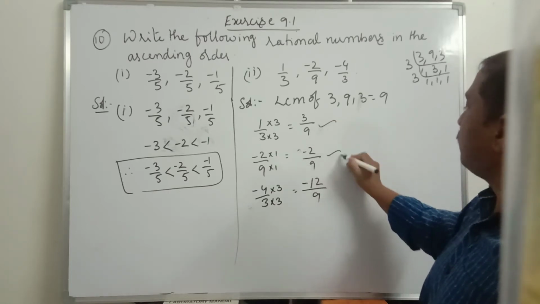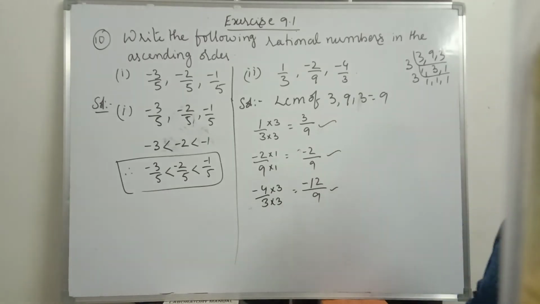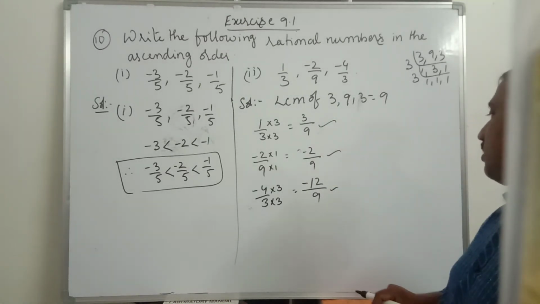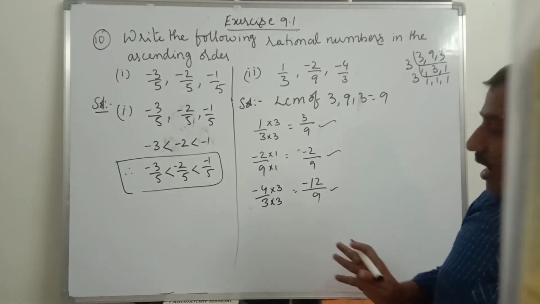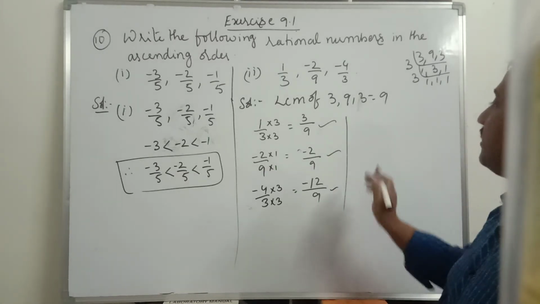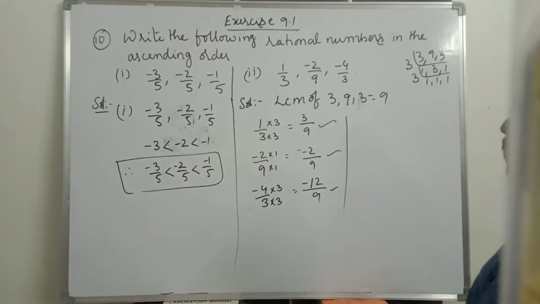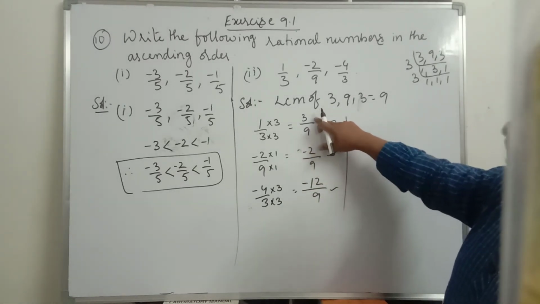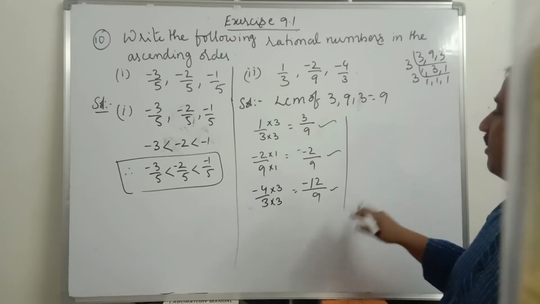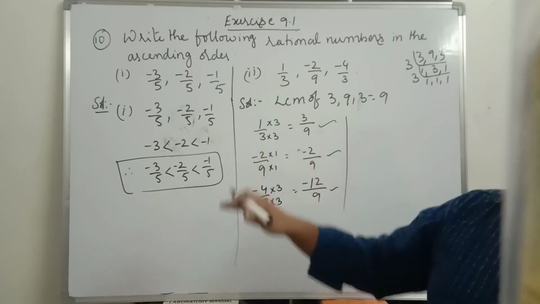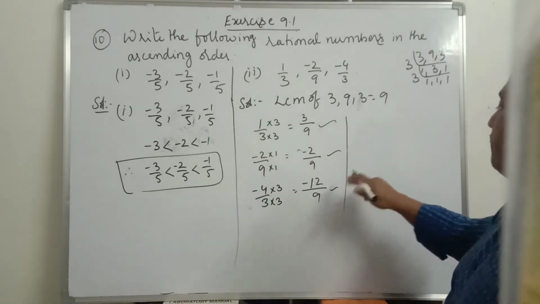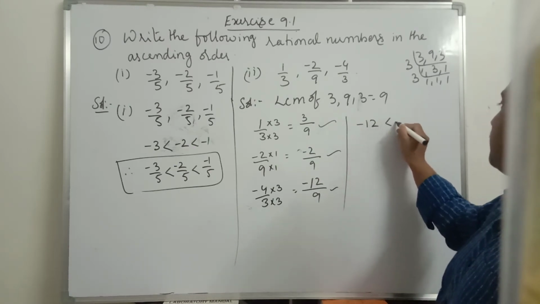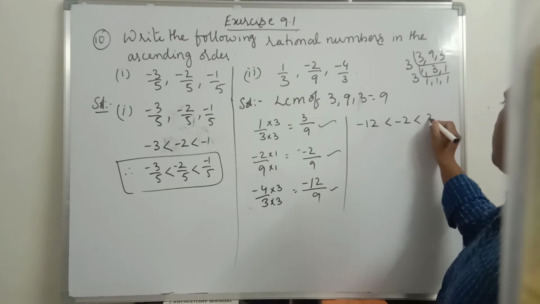Now observe the denominators of the three rational numbers, that is 3 by 9, minus 2 by 9, minus 12 by 9. The denominators are same. Now you compare the numerators. Which is the smallest numerator here? 3 is positive, so it will be greater. Minus 2 and minus 12: minus 12 is on the left side of minus 2, therefore minus 12 is less than minus 2, which is less than 3.